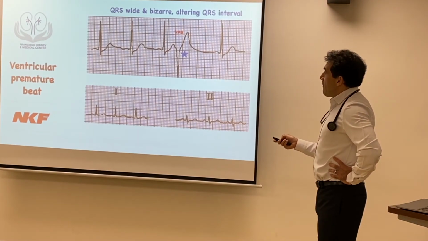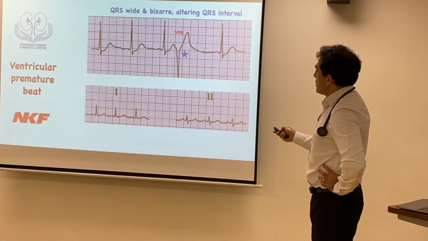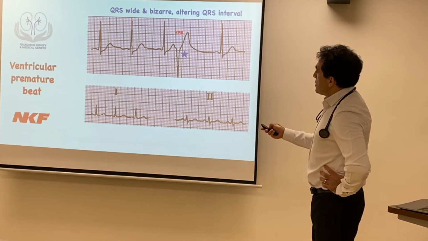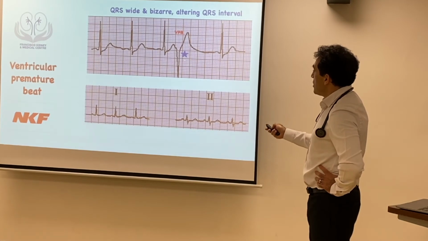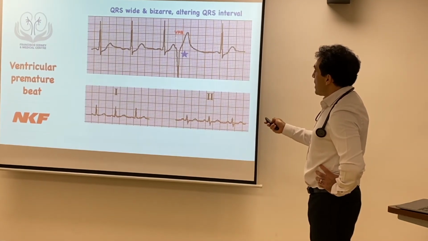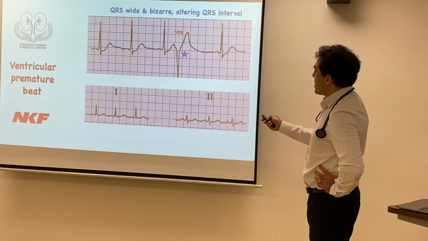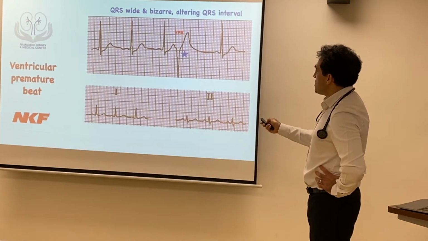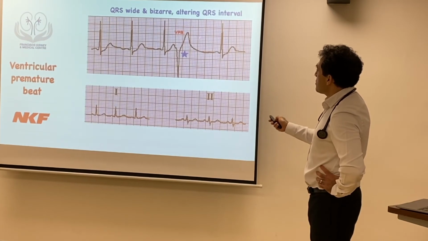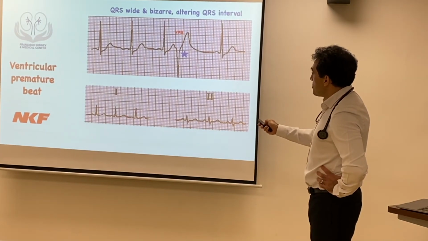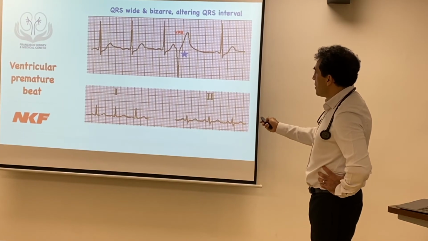This is a ventricular premature beat. You can see this is the normal one, and then another one, and before the normal is expected, suddenly there is a beat that occurs earlier, is totally different, so it was called bizarre and wild, and alters the QRS interval. Suddenly you expect that the next beat after this will be around here, yeah?